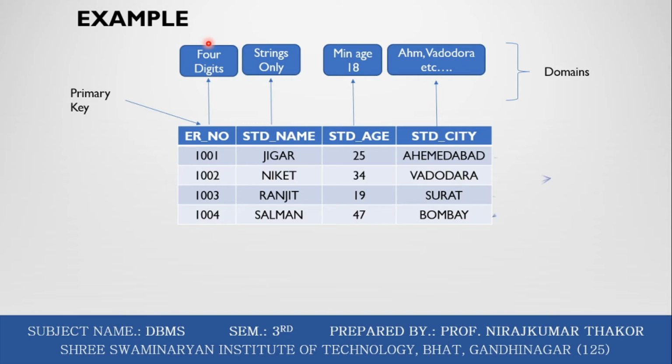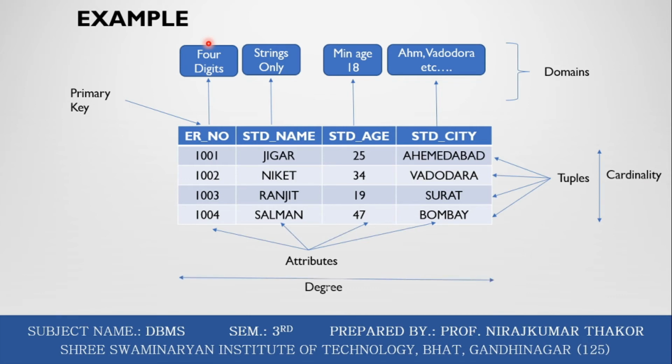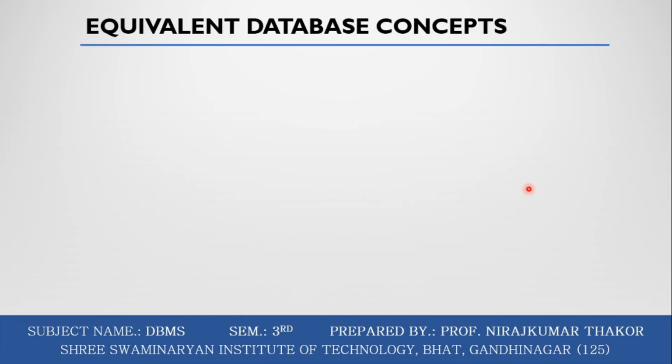I have already told that. The next is tuples. Tuples means the number of rows. Here you have seen that there are 4 tuples, and this is the cardinality. And these are the attributes, and this is the degree of this table. So this is called the relational model or relational database model.